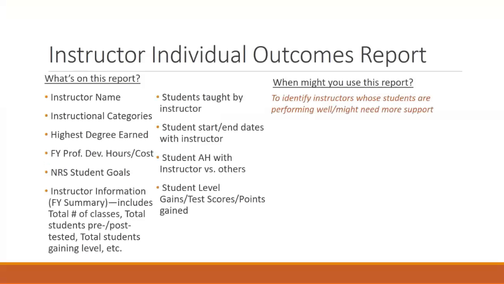And this is sort of similar to the last two, except it summarizes important information on the instructor level, such as professional development hours and the cost of each professor. And this one also is a little bit more focused on outcomes because it has those NRS student goals on them.